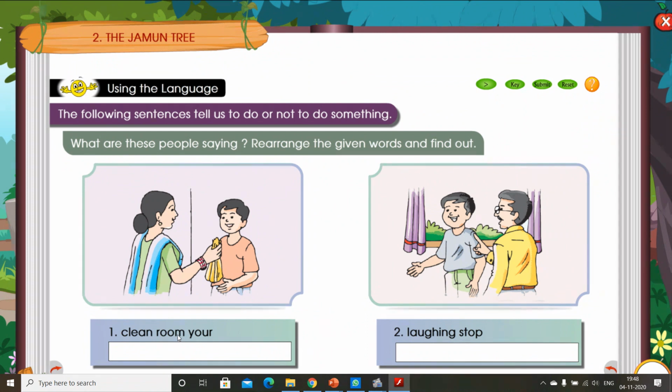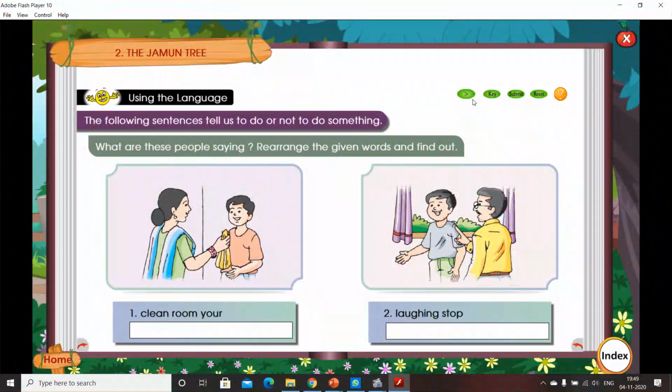Clean room your. What do you have to do? That means you have to rearrange these words: clean your room. Laughing stop. Whenever someone is laughing, you have to say stop laughing.